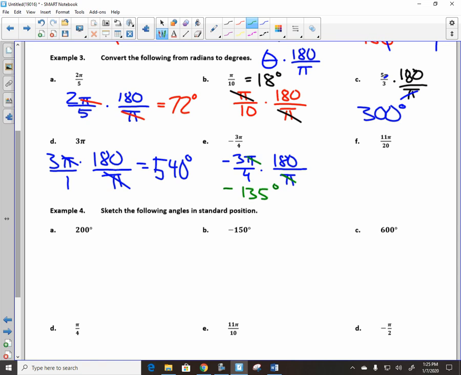Again, there's multiple ways to think about it. If you have to use your calculator, fine, go with the calculator. But here's how you can use it without. And then 11 pi over 20 times 180 over pi. And those cancel. Anybody know 180 divided by 20? 9 times 11? 99 degrees.